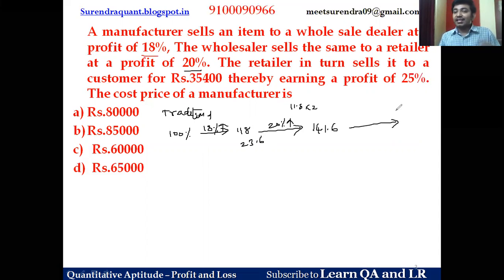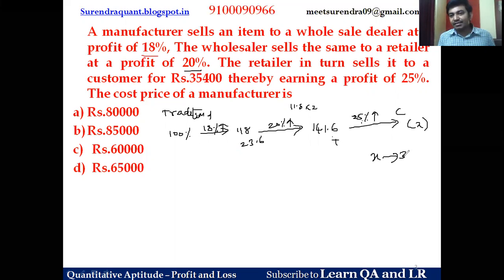On this, he sells to a customer at a gain of 25%. So 25% of 141.6. This is a very lengthy process. So this is the traditional method to solve the question. If anybody still wants to work it out, 25% of the value should be taken and added to this to get this value. This is the percentage of the money paid by the customer, which is 35,400. So if this is X, and X is 35,400, what is the manufacturer's cost?